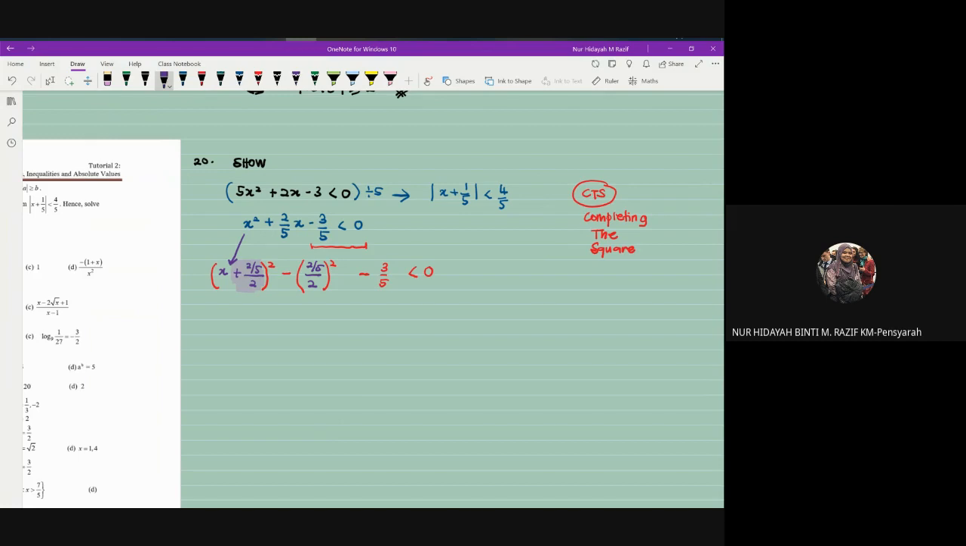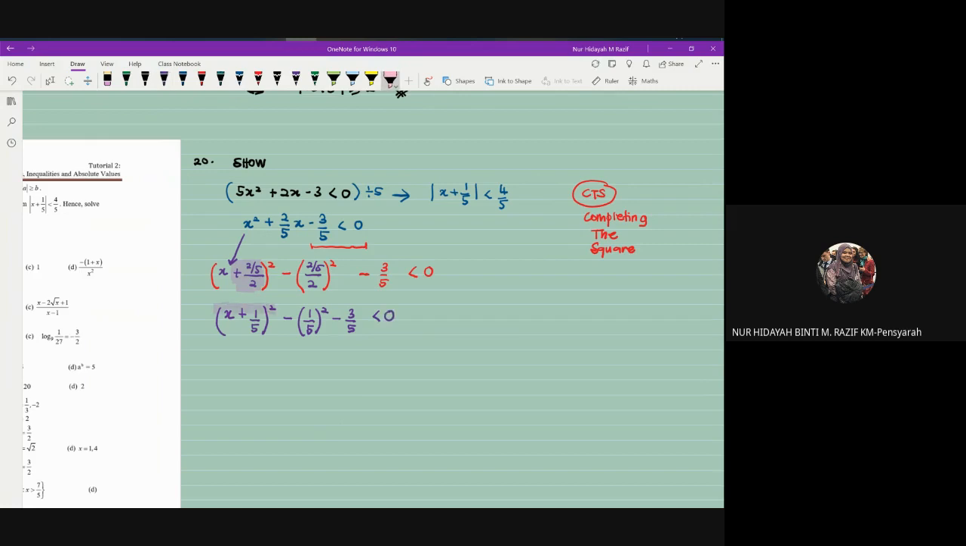What you should do adalah calculate 2/5/2 tu. So apa yang kita dapat? Jawapannya adalah 1/5, betul? Betul tak? 2 over 5 divide by 2. Betul. Okay, so x plus 1 over 5 square ditolakkan dengan, tadi saya dah kira, so saya tahu dalam ni 1/5 square sekali lagi. Tolak 3/5 less than 0. Now what should you do?